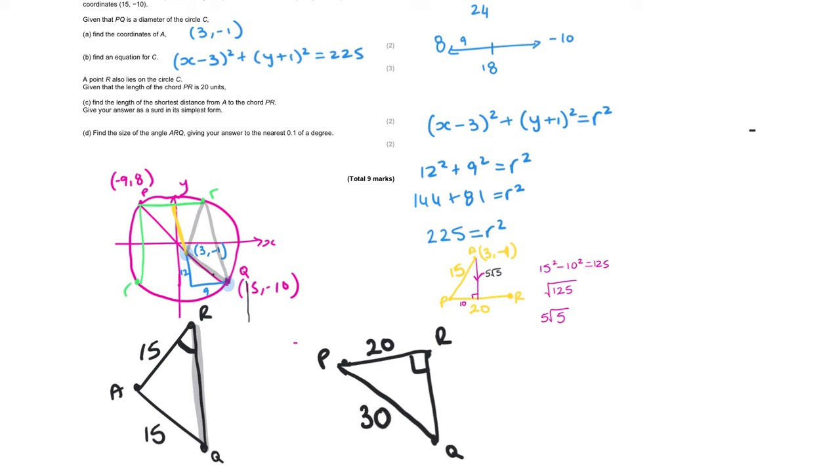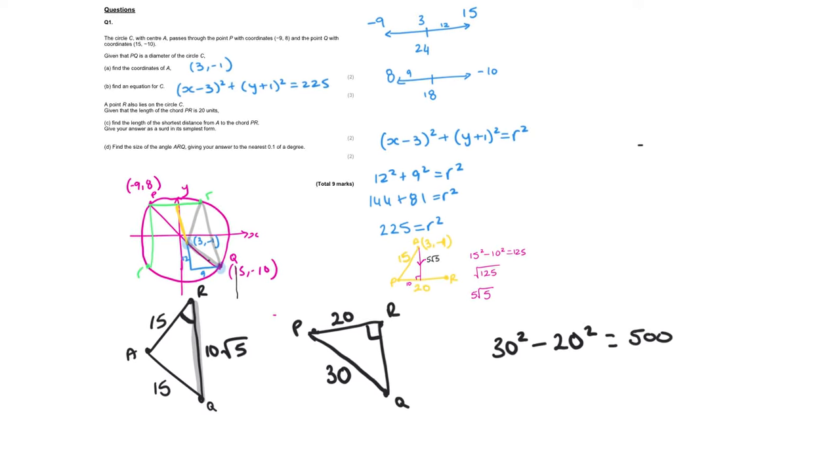Okay, so if we know this is 20 and 30, we're able to work out RQ. So 30 squared minus 20 squared equals 500. So root 500 is 10 root 5. So I know that this is 10 root 5. Now I can use this to work out the angle. In the mark scheme, they've done this a different way. However, maybe I'm just completely overcomplicating it.